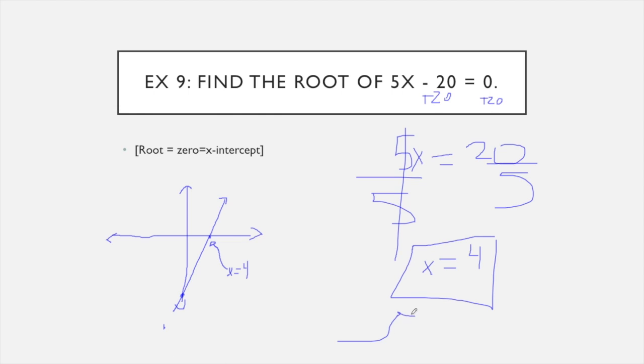But we know the answer for this one is 4. That is the root. That is the solution. We can check because 5 times 4 is 20, and 20 minus 20 is 0. So that checks out for example number 9 today.